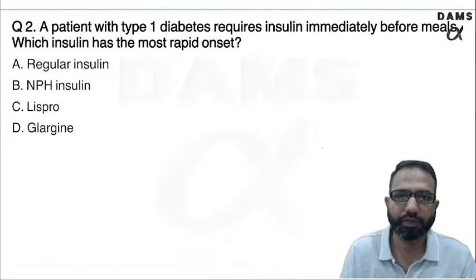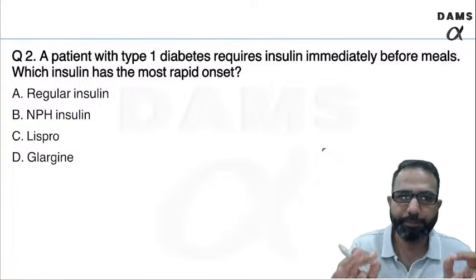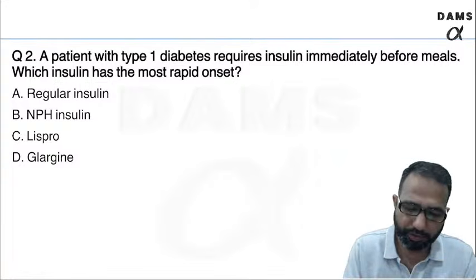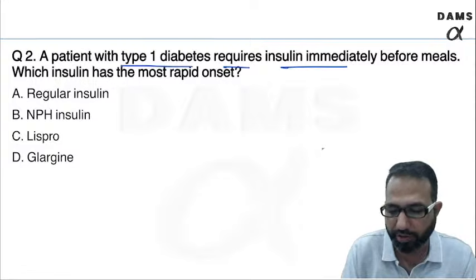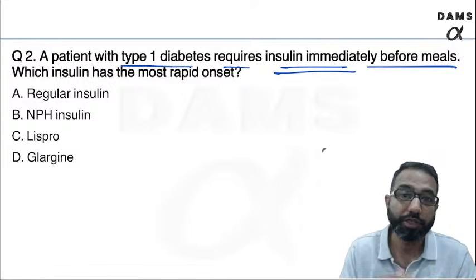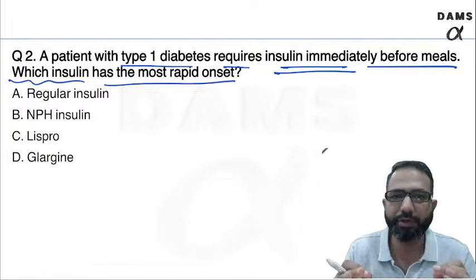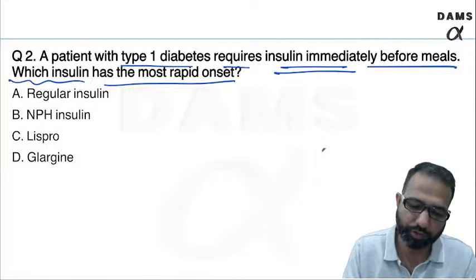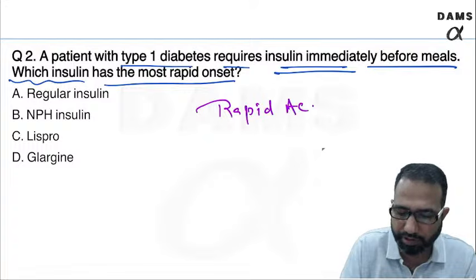This question is again regarding insulin. A patient of type 1 diabetes mellitus requires insulin immediately before meal, just before meal. Which insulin has the most rapid onset? This question is about the rapid acting insulin.